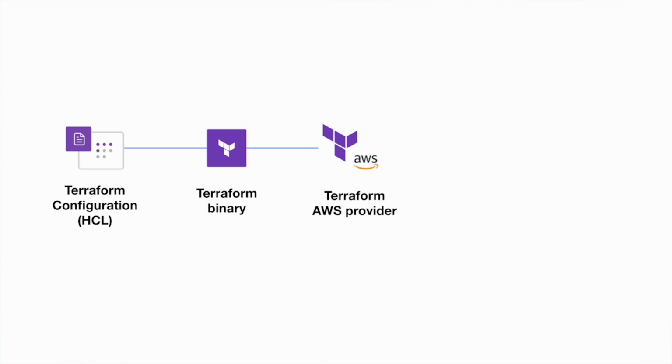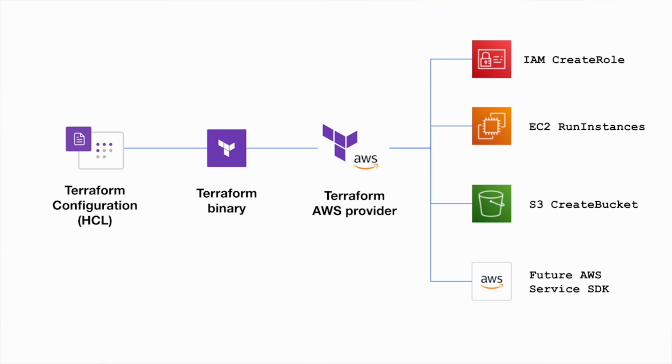Then the provider acts as a plugin that interacts with the external API, in this case the AWS services. And because they are each different in terms of implementation, the AWS provider acts as a translation layer between Terraform and the services.